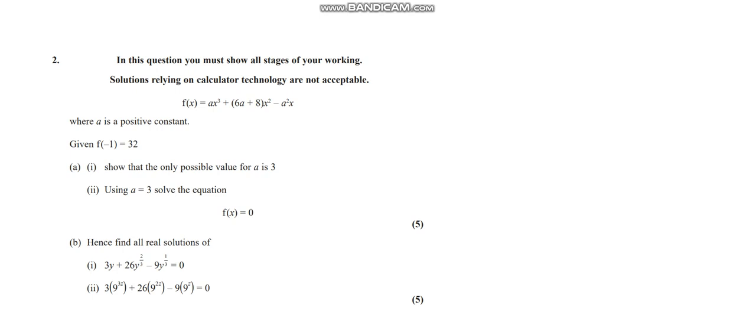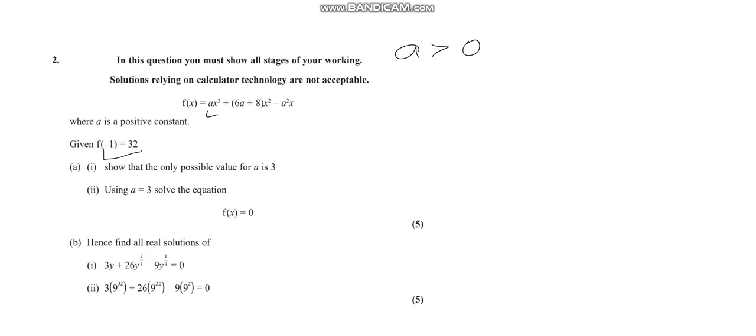The first question, starting off with f of x equal to ax cubed plus (6a plus 8) in the bracket x squared minus a squared x, and they say that a is a positive constant, so it has to be greater than 0, and given f of minus 1 is equal to 32. This statement confuses a lot of students, but it's a very simple one. What they mean is plugging the minus 1 value into the x they found in this equation. So wherever you find the x value, just plug in minus 1.